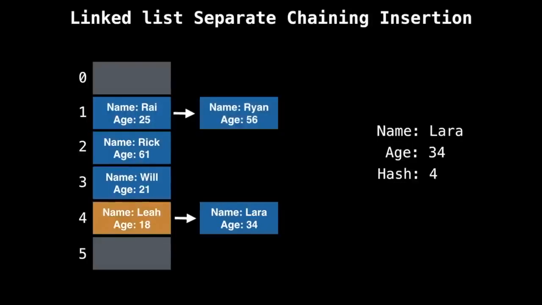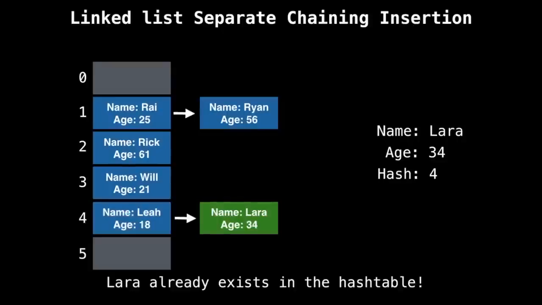Now Lara, age 34, hash to 4, so nope. And oh, Lara already existed in our hash table, so we're good. And she still has the same age, so we don't need to update it.